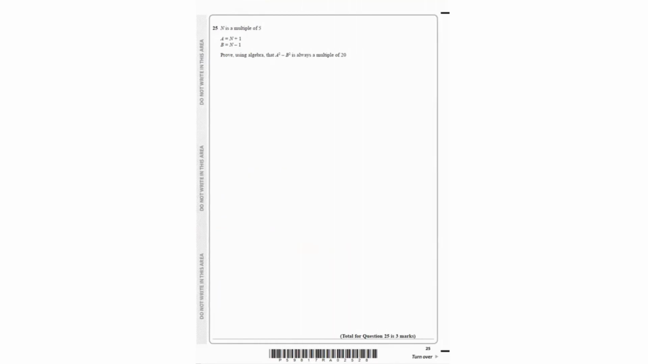Next question says that n is a multiple of 5. A equals n plus 1, b equals n minus 1. Prove using algebra that a square minus b square is always a multiple of 20. Okay, so a square minus b square. A is n plus 1 and b is n minus 1. So n plus 1 squared minus n minus 1 whole squared.